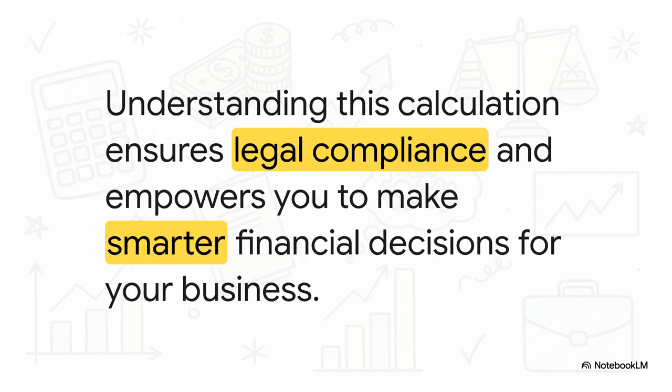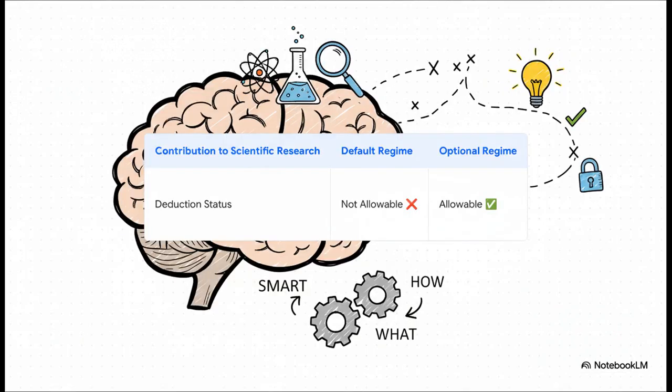So why do we go through all this trouble? It's really about two things. One, it's about compliance, following the law. But honestly, the more important thing is that it's about empowerment. When you actually understand how this number is built, you can start making much smarter financial decisions for your business. And making smart choices is everything, because sometimes the rules themselves change based on the tax system you pick.